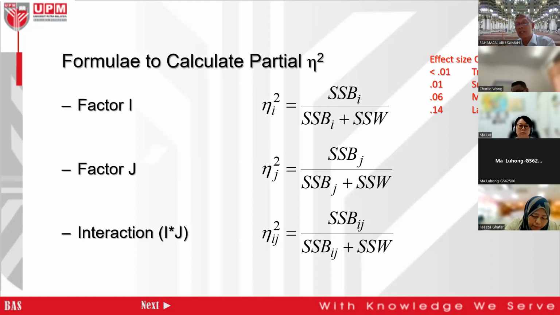If it is only one factor, sum of squares between plus sum of squares within will give you sum of squares total. But here, since we have factor 1, factor 2, and interaction for two-factor analysis, we divide by just the effect of that factor, plus the sum of squares within.